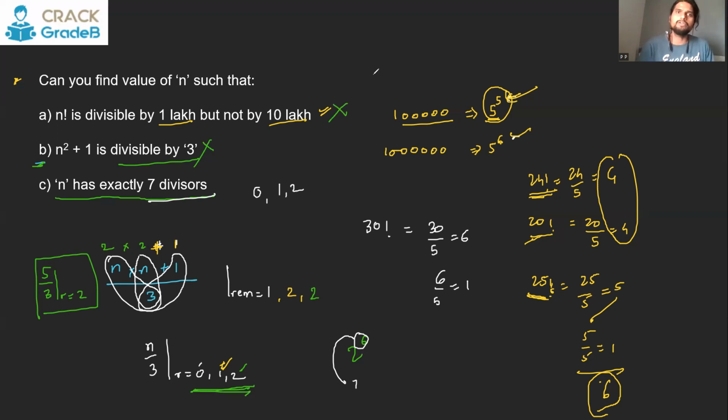Okay, so this was about factorials, the number of trailing zeros, and the highest power of any prime or composite number in a given factorial.